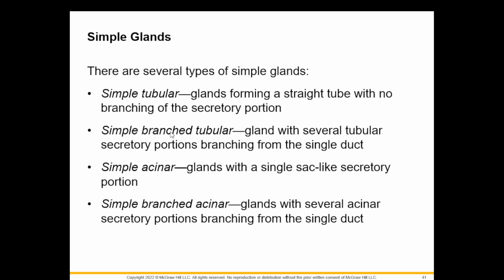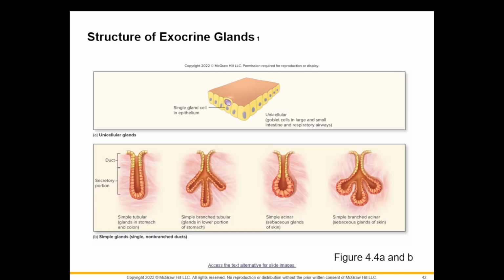Next, we have simple branched tubular. So, simple meaning there is a single duct, but the secretory portion is now branched. So, here we are. The secretory portion has several branches now. Or simply, this is one branch. One branch. Okay? And that single branch all exits into a single duct. Yan pala. This is one branch and they all empty into a single duct. Kaya siya simple branched tubular.